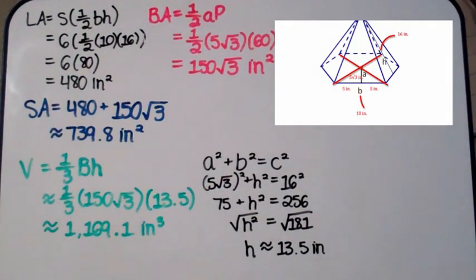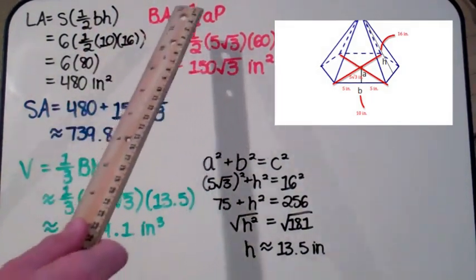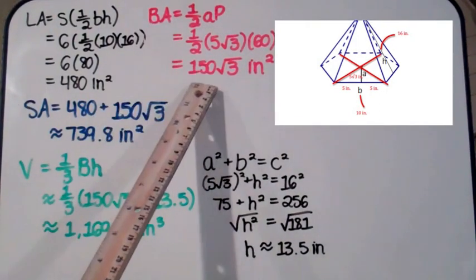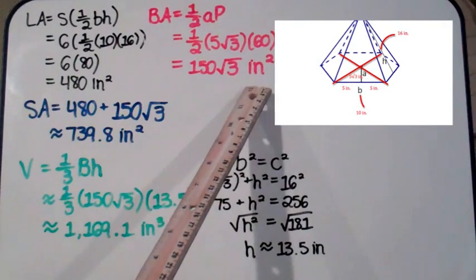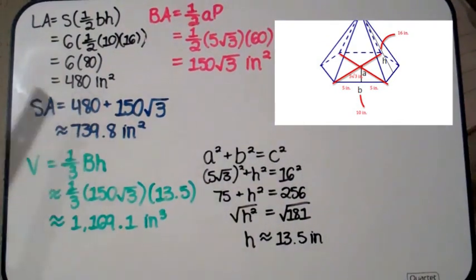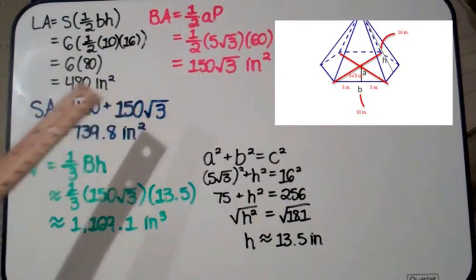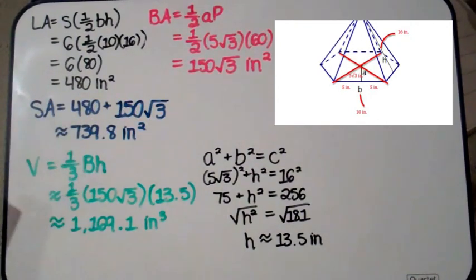Now plug the values back into the equation for base area and we will get 1/2 times 5 root 3 times 60. Multiply the values and we will get our exact answer of 150 times the square root of 3 square inches. After finding both the lateral area and the base area, we can combine them to get the surface area. So add 480 and 150 root 3, and you will get approximately 739.8 square inches.